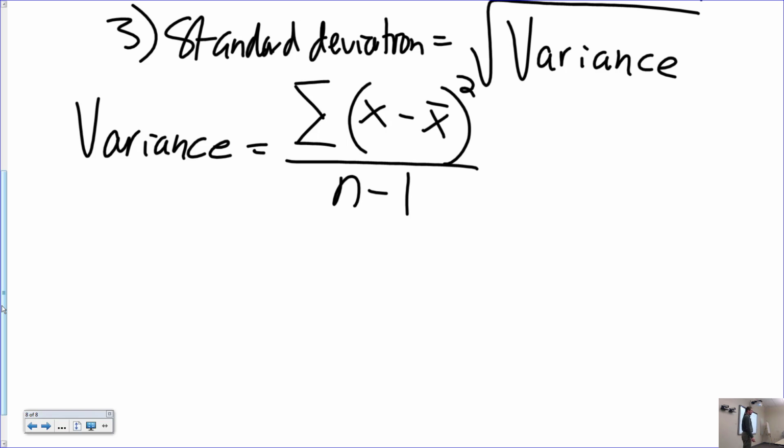Is there like a simpler way? We're gonna do it in an easier way, but this is just the symbology that represents it.